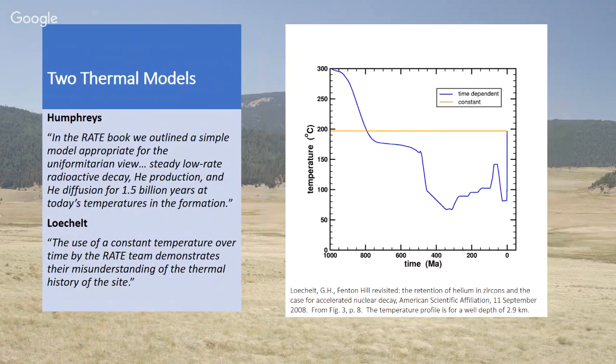So let's talk now about the model. This was the data that Humphreys had in hand, and this is how he used it. He said, in the RATE book, we outlined a simple model appropriate for the uniformitarian view: steady state, low rate radioactive decay, helium production, and diffusion for 1.5 billion years at today's temperature in the formation. So he basically took today's temperature, let's say 197 degrees at 2.9 kilometers well depth, and treated it as a constant over all time. And that's his view of uniformitarianism.